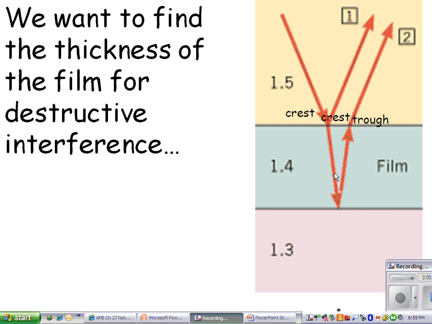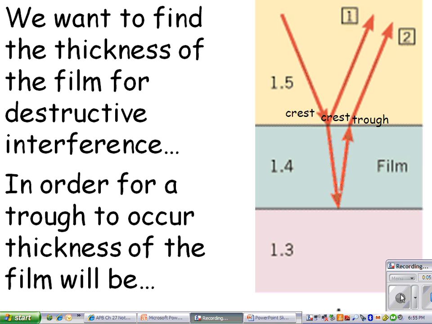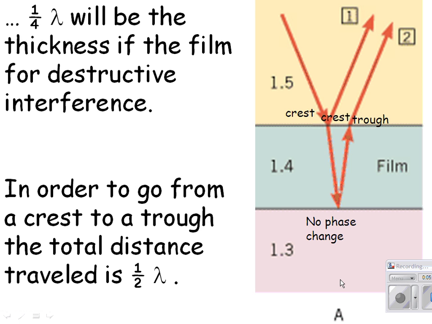So you have to think about, well, what thickness does this film have to be to go from a crest to a trough? You have to go back down and back up, crest to trough. So think about what that thickness of film has to be. In order for a trough to occur, the thickness of the film will be a quarter of a wavelength in order to have destructive interference, because down here there's no phase change. There's no phase change up here.